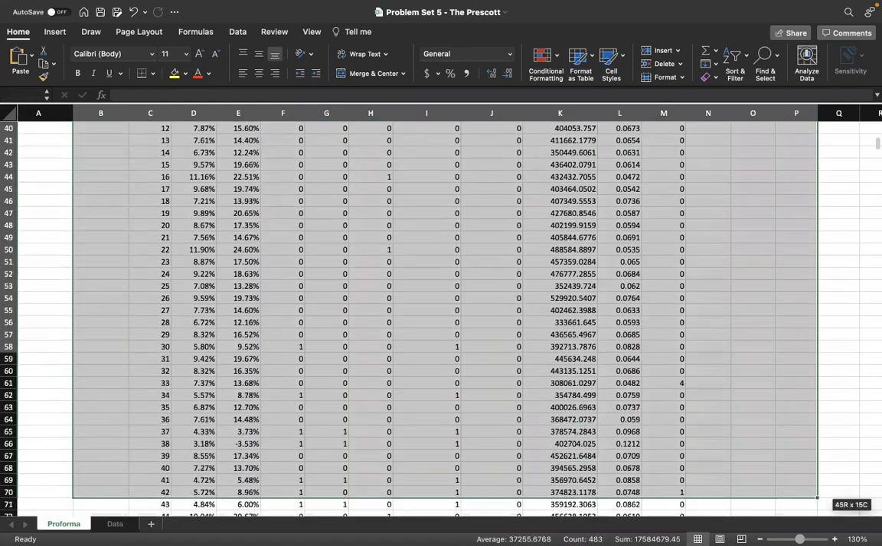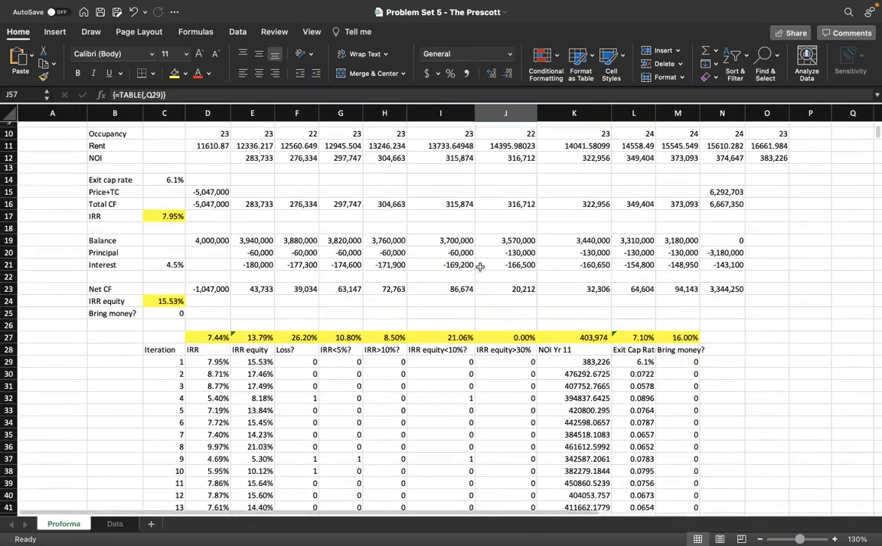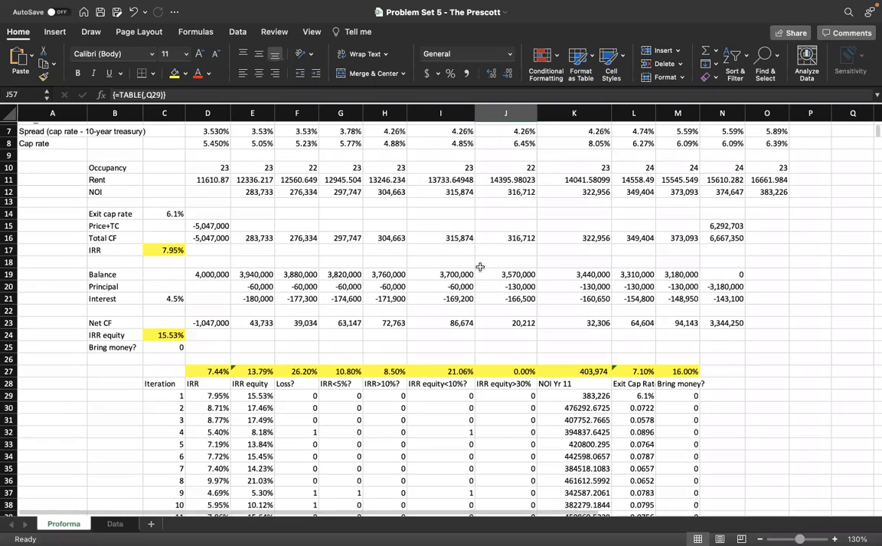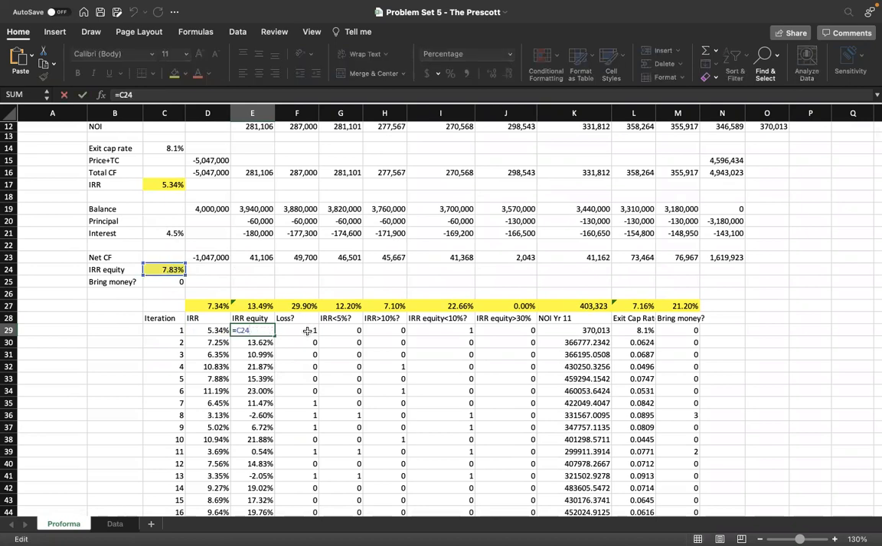On the simulation, I will not repeat how to do that. I believe many of you already know; the professor covered it in class. So this IRR is just the asset level IRR, equal to C17. And the equity IRR is just this IRR equity, C24. And loss, what is loss?